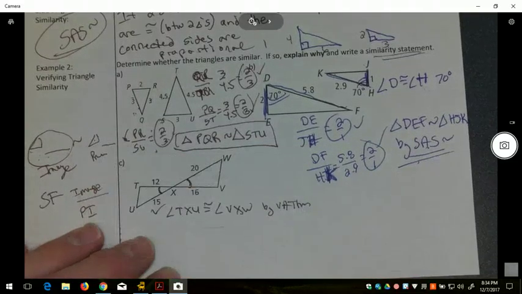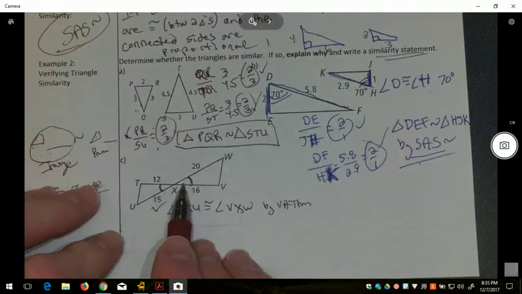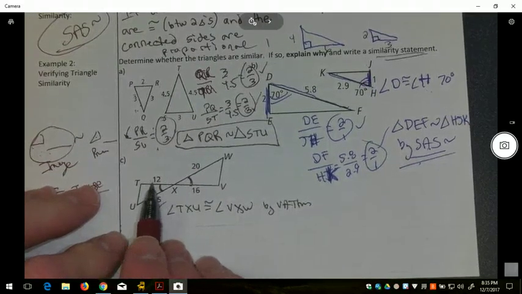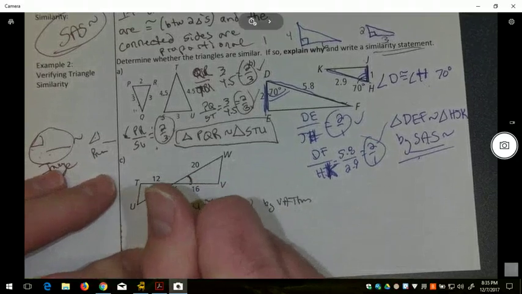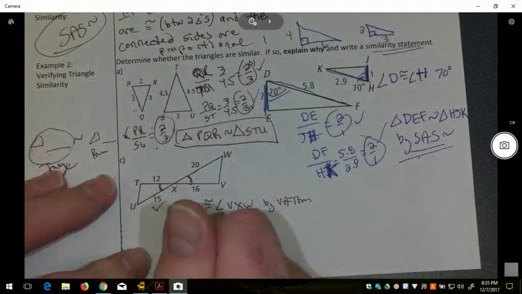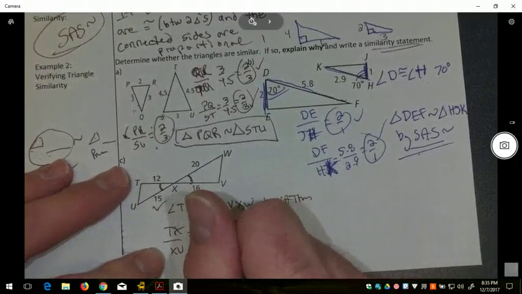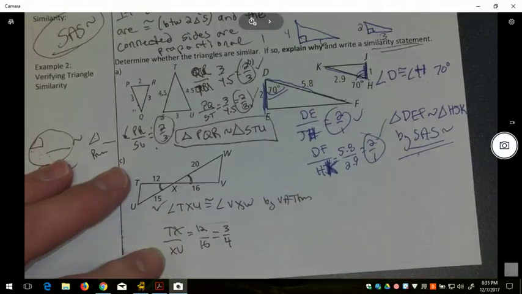So I got the set of angles, and then look, I've got sides touching this one and sides touching this one. This is the shorter of the two sides on the TX, so that's 12. The shorter on this one is 16, and that's XV. Those are both divisible by 4, reducing to 3/4.